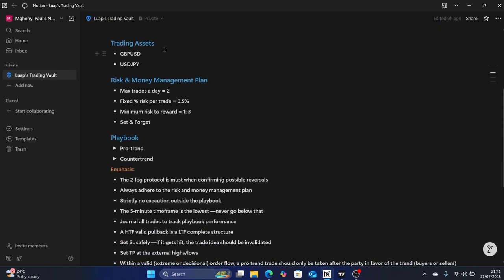Right, so the trading assets. You can be trading multiple assets or fewer assets. It actually depends on your trading style, your time frames, your entry time frame, and all of that. So let's say we are using GBP/USD and USD/JPY. These are the best pairs for me. I love GBP/USD and USD/JPY. They have been working great for me. Let's say those are the assets.